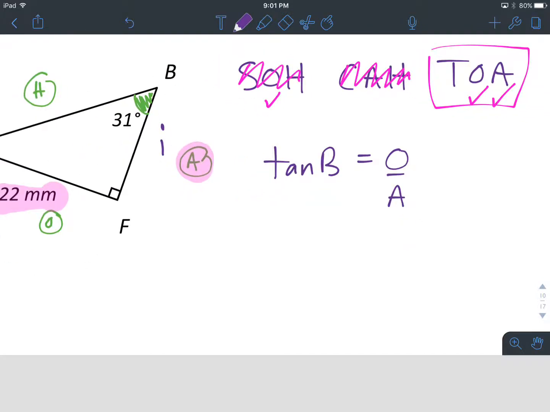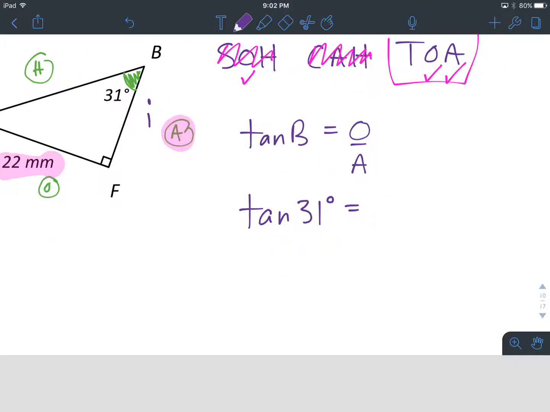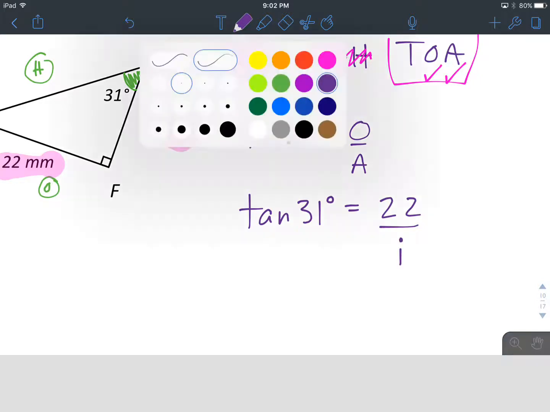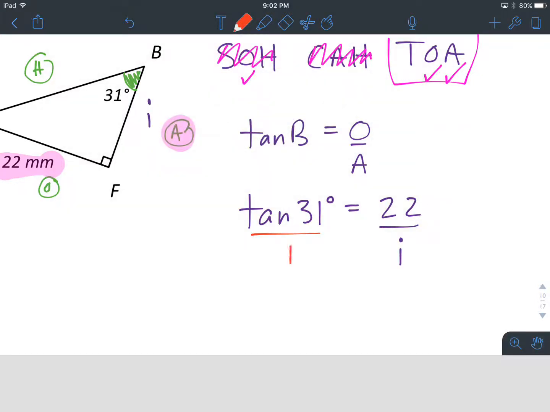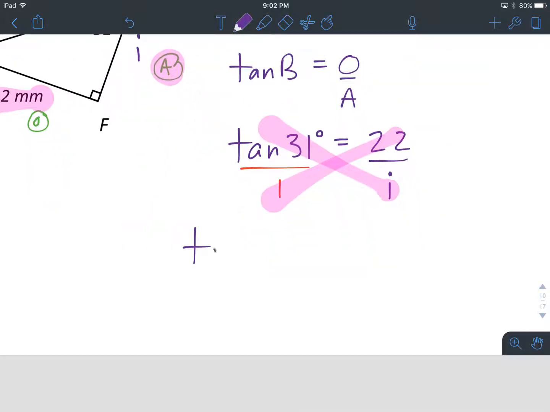And now we start to fill in. The tangent of 31 degrees is equal to the opposite side, which is 22, over our adjacent, which we don't know. As before, we're going to set tan 31, which again is a number, over 1, so that we can more easily cross-multiply to solve the missing value in this proportion. So here we have the tan of 31 degrees times little I is equal to 22 times 1, so we'll just leave that as a 22.